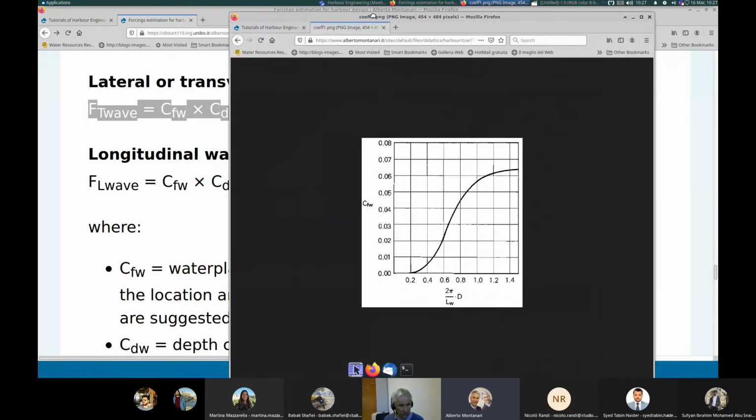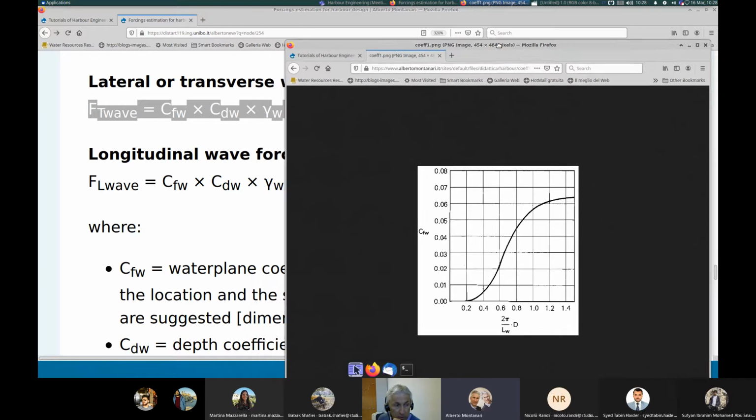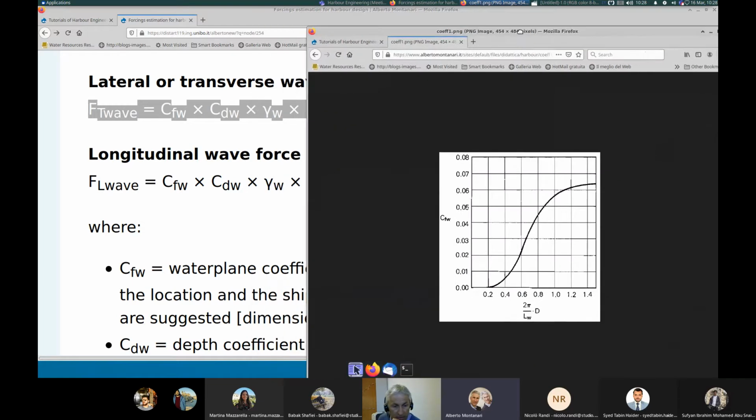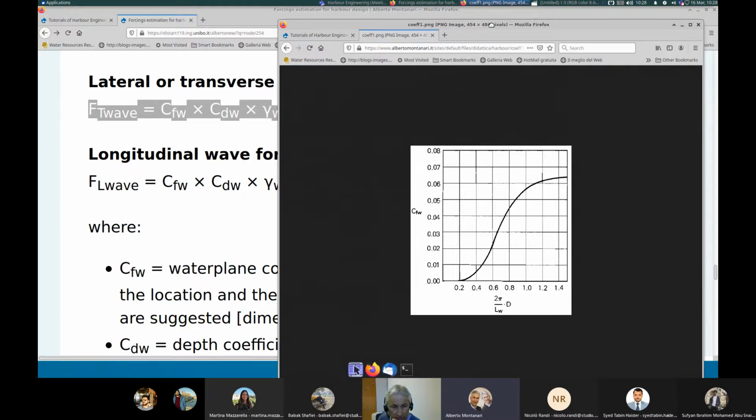This is the abacus for estimating the water plane coefficient. And the water plane coefficient here is reported in the vertical axis. And in the horizontal axis, you have this product obtained by multiplying the ratio 2 pi divided by LW, where LW, as you may remember, is the wavelength. And then there is the second factor, which is the draught D, okay? So you see that the water plane coefficient basically varies from 0 to 0.06.